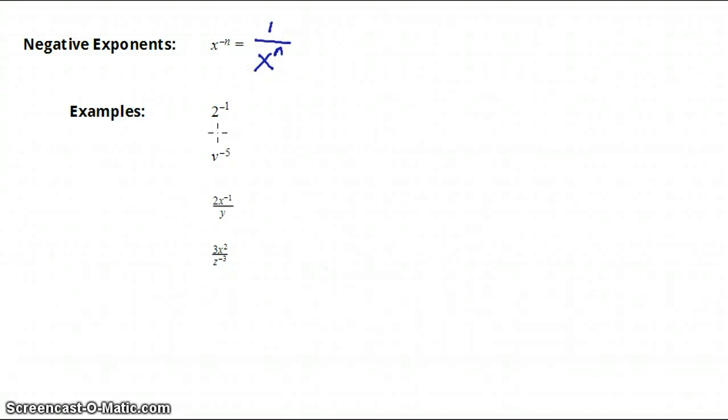Let's look at a couple of other examples of how that might work. Here's another example, 2 to the negative 1 power. If I use the general rule, I take the reciprocal and put 1 over 2 to the first power. Well, 2 to the first power is just 2, so this fraction is equal to 1/2. So 2 to the negative 1 power is the same thing as 1/2.